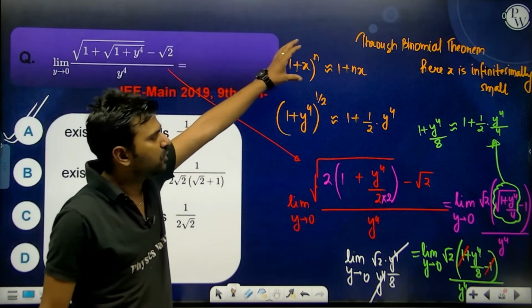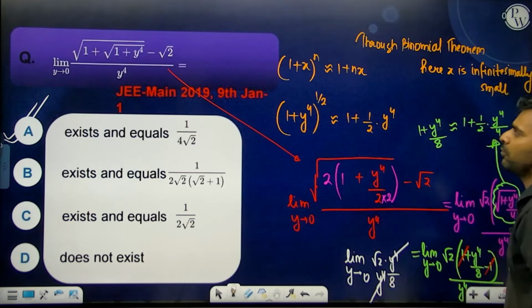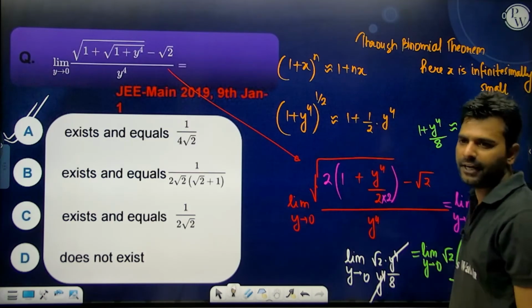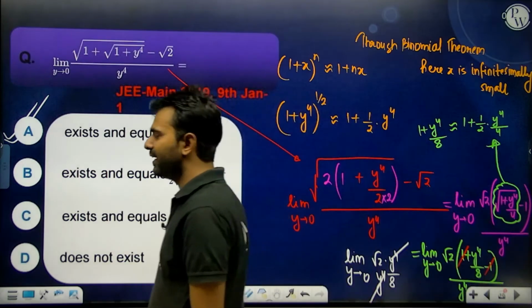So this is a concept which I wanted to teach you, that 1 plus x to the whole power n can also be approximated to 1 plus nx, and if you use this over here, you can solve the question in a comparatively lesser amount of time.